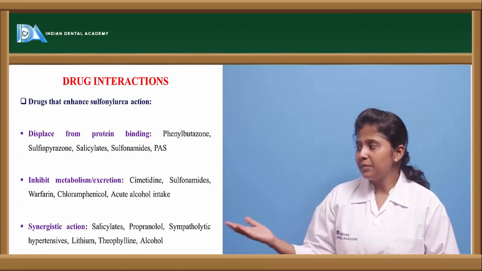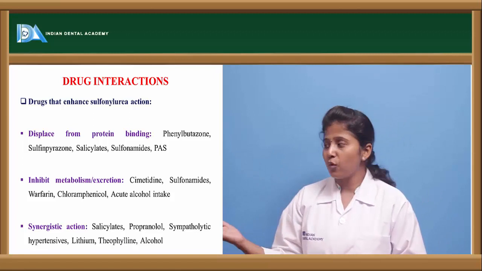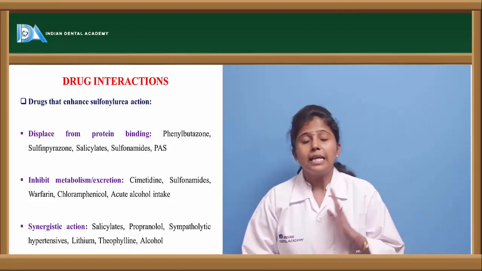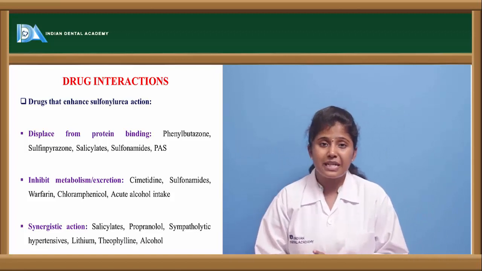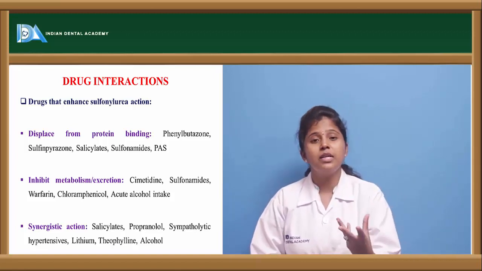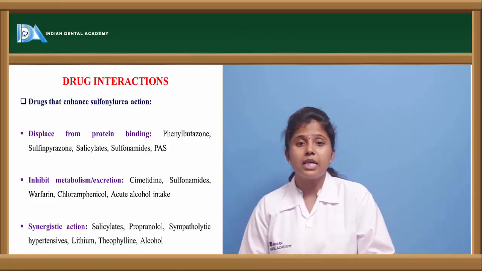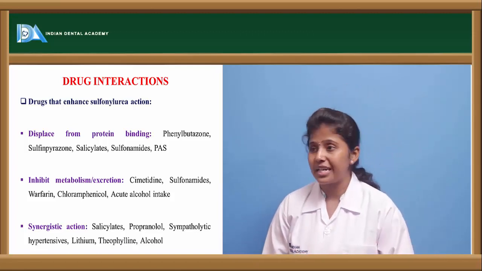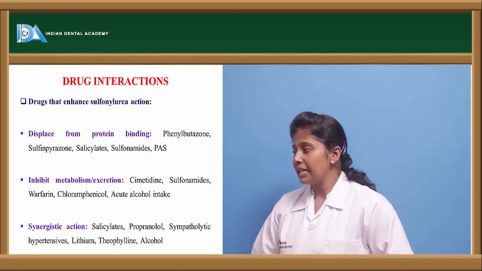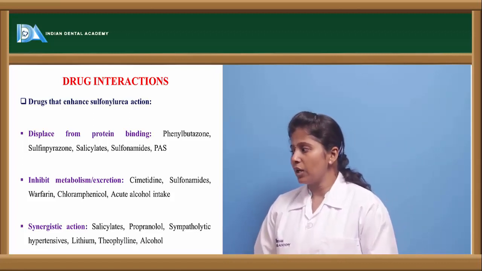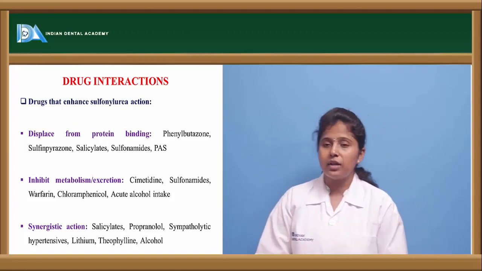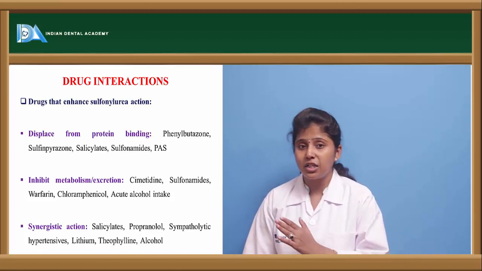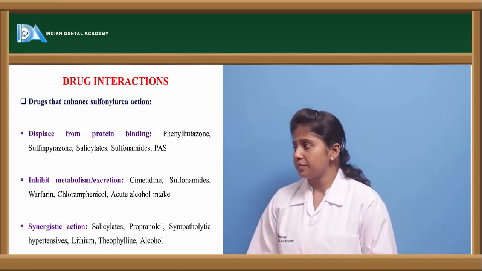And drugs like cimetidine, sulfonamides, warfarin, chloramphenicol, and acute alcohol intake inhibit the metabolism as well as excretion of sulfonylureas. If the sulfonylureas are not metabolized, they are available in the systemic circulation, and thereby their action is enhanced. And drugs like salicylates, propranolol, sympatholytic antihypertensives, lithium, theophylline, and alcohol are the drugs which show synergistic action with the sulfonylureas.